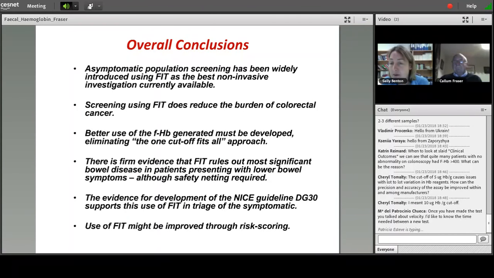Thanks, Callum. So the next question is one that's very relevant and of great interest to both Callum and myself, I think, at the moment. And this is a question from Cheryl Tommelty, who's referring to the cutoff of 10 micrograms of haemoglobin per gram of faeces and the lot-to-lot variation that occurs with haemoglobin reagents, and how we can be sure that the precision and accuracy is as good as it should be, and how it can be improved within and among the manufacturers.